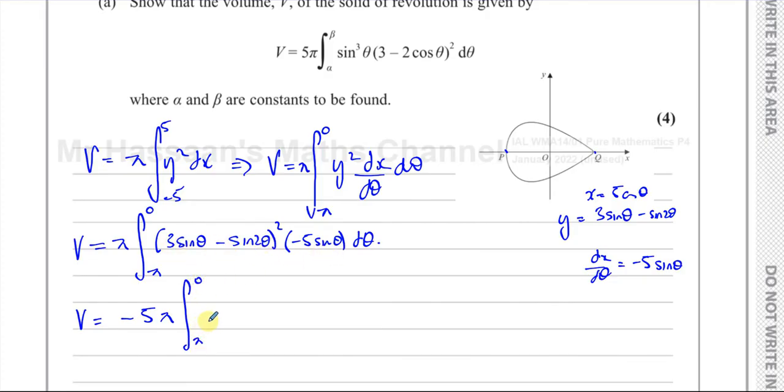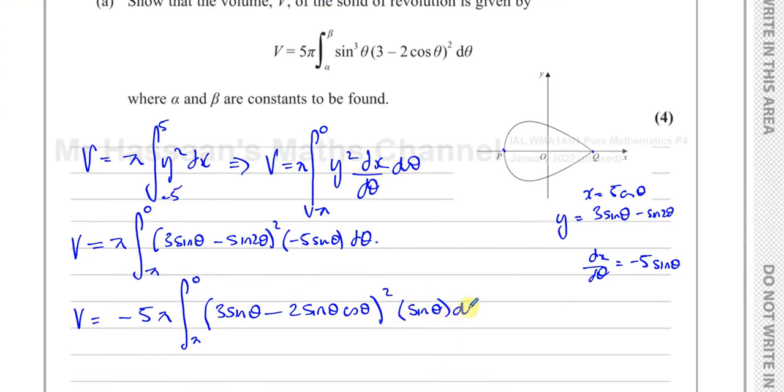Now this, I'm going to expand this bracket and see what happens. What I'll do actually first, before expanding, I will just write this as 2 sine theta cosine theta, because I can see here that they're all single angles. So I'll make this into single angle as well. So I'll write this as 3 sine theta minus 2 sine theta cosine theta. That has to be squared, and now that's multiplied by sine theta d theta.